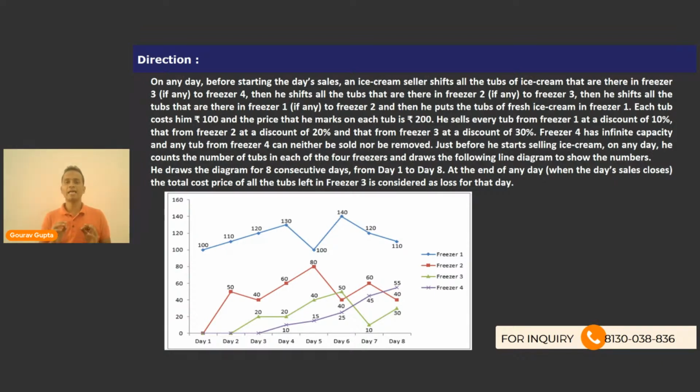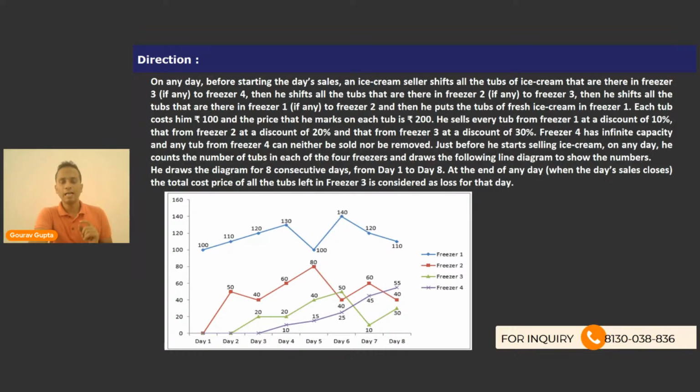Also, it is given that at the end of any day, the total cost price of all the tubs left in freezer 3, which will be shifted to freezer 4 on the next day, which cannot be sold, will be considered as loss for that particular day. All right. Now, let's tabulate this data.